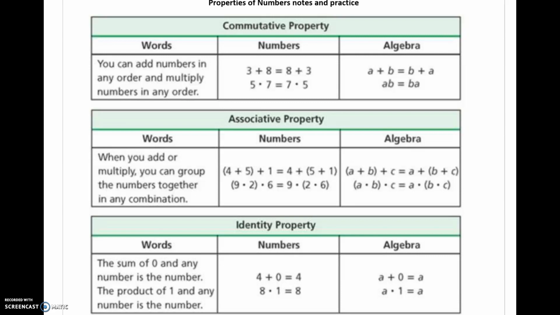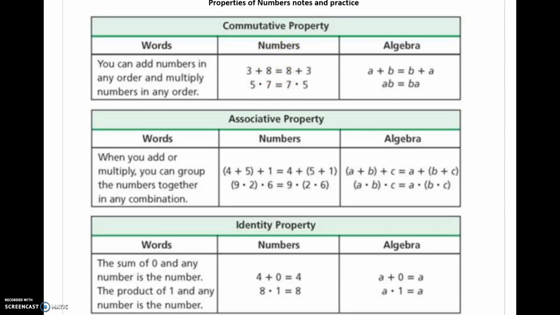So let's look at this first example. 3 plus 8, we know that equals 11. So 3 plus 8 is equal to 8 plus 3. 8 plus 3 also equals 11. Okay? Does 11 equal 11? Yes, it does. So all that changed was the 3 and the 8 got flipped. Okay? That's with addition.